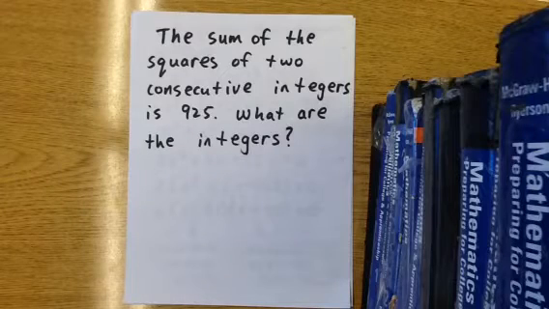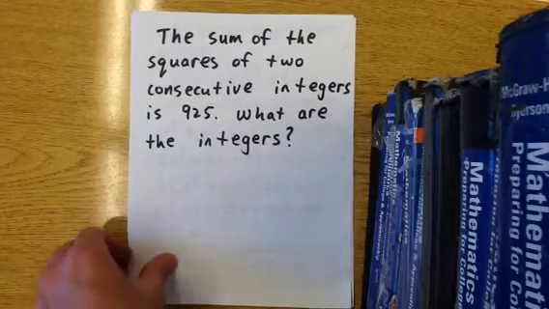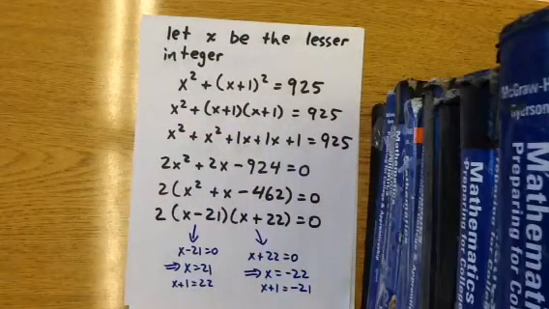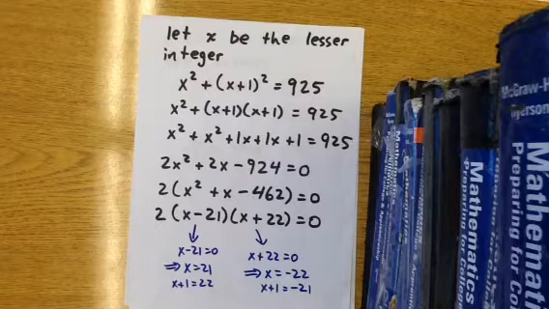In this question, we see that the sum of the squares of two consecutive integers is 925. We want to know what the integers are. Well, what we're going to do is let x be the lesser integer. Now, if x is the lesser integer, then the next consecutive integer has to be x plus 1.